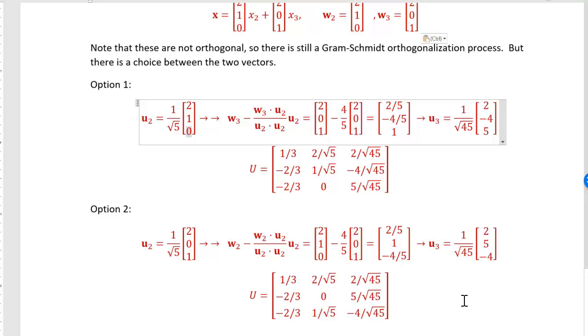All right, so this is our second example for a singular value decomposition, and I hope this helps.